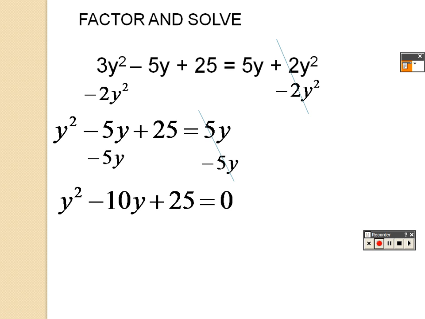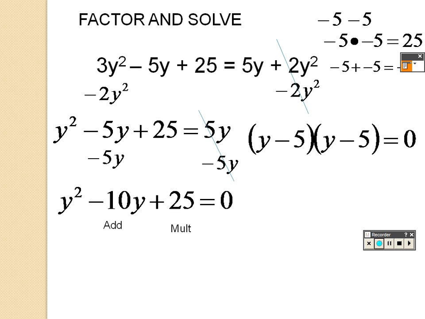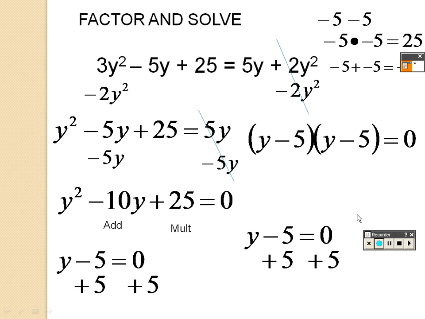So what multiplies to give you 25, that adds to give you negative 10? Negative 5 and negative 5, right? Negative 5 times negative 5 is 25. Negative 5 plus negative 5 is negative 10. So I put those both in, y minus 5 and y minus 5. So minus 5 and minus 5, I add 5 to both sides, and I get y equals 5 as my answer for both of them.